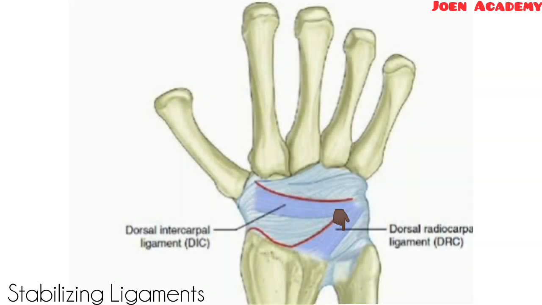The dorsal radiocarpal ligament is found on the dorsum, posterior, side of the hand. It passes from the radius to both rows of carpal bones. It contributes to the stability of the wrist, but also ensures that the hand follows the forearm during pronation.